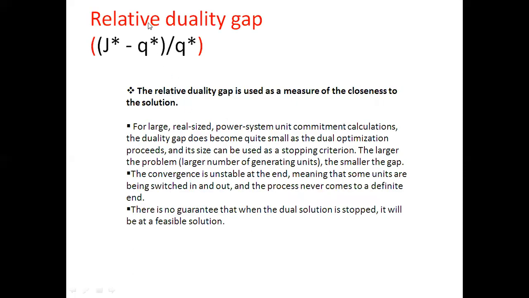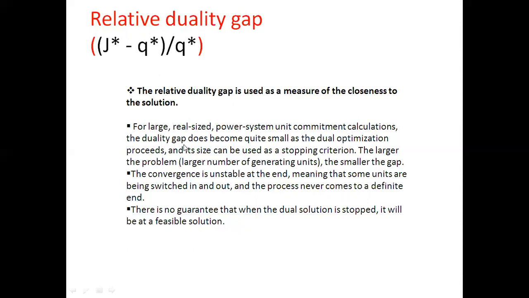So another important factor is called the relative duality gap, which is given by (J star minus Q star) divided by Q star. The relative duality gap is used as a measure of closeness to the solution. When we do a particular problem related to Lagrange relaxation, we will see how we can apply the concept of lambda adjusting, or the concept of Q lambda, and also how we can apply the concept of relative duality gap, which is used as a measure of the closeness to the solution.